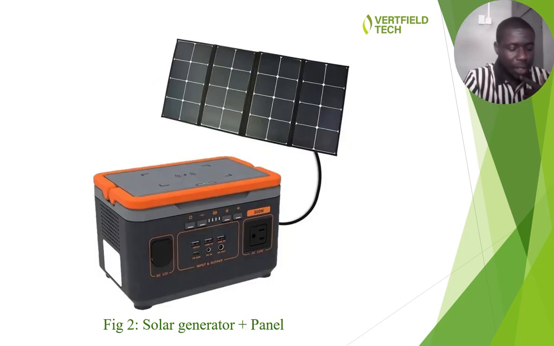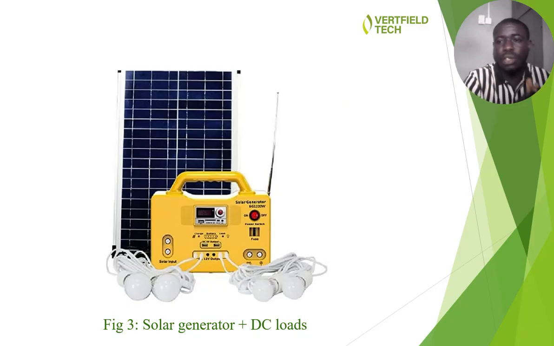So you can see this is the solar generator connected to the solar panel. You can see the solar panel here right now. The solar generator is connected to the solar panel, and as you can see on my screen, this is a solar generator having the function of DC loads. So you can easily connect your DC loads. These are DC bulbs you can connect to it. Like I said, it's all in different shapes and sizes.